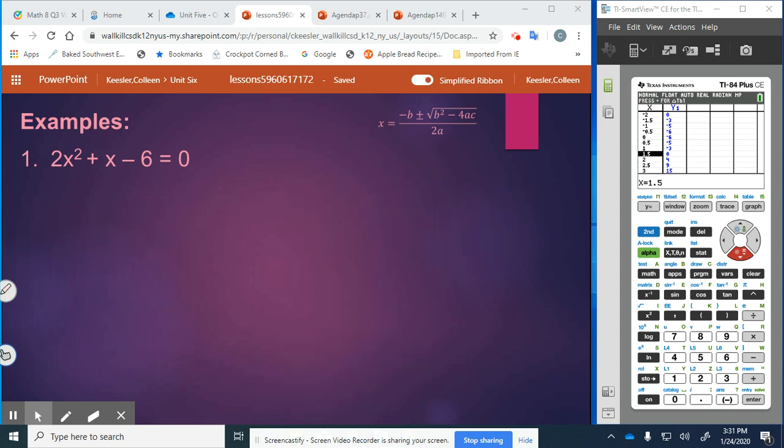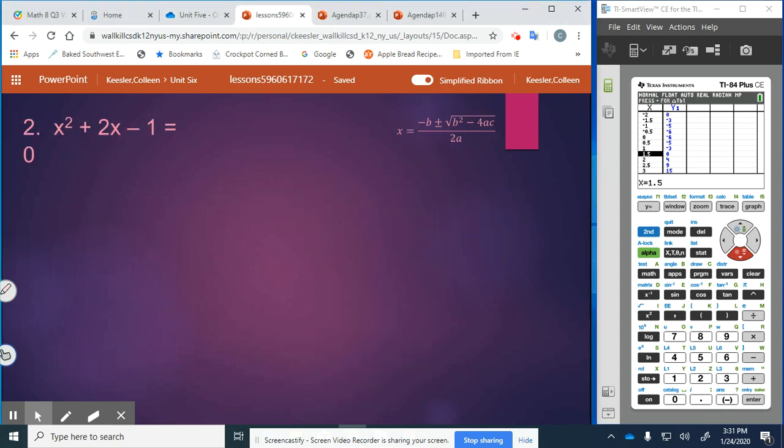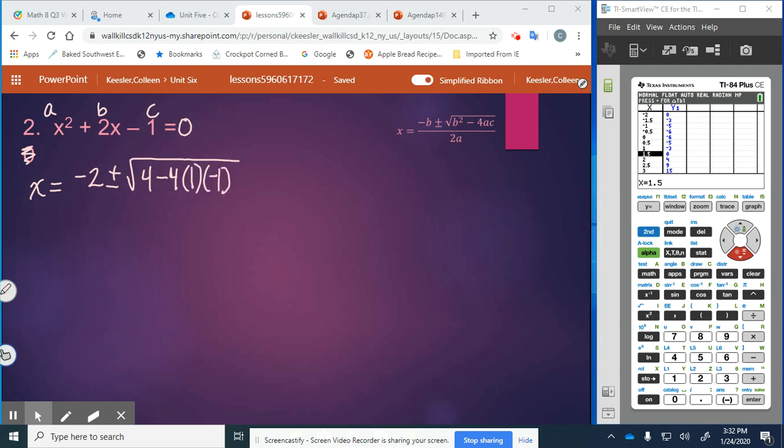All right, let's take a look at the next example. In number 2, this 0 should be up here. I'm not sure why it's there. We have a is equal to 1, b is equal to 2, and c is equal to negative 1. So we have x equals negative b, which is negative 2, plus or minus the square root of, that 2 squared is 4, minus 4 times 1 times negative 1, 1 being a, negative 1 being c, all over 2a, which is just going to be 2 in this case because 2 times 1 is 2.